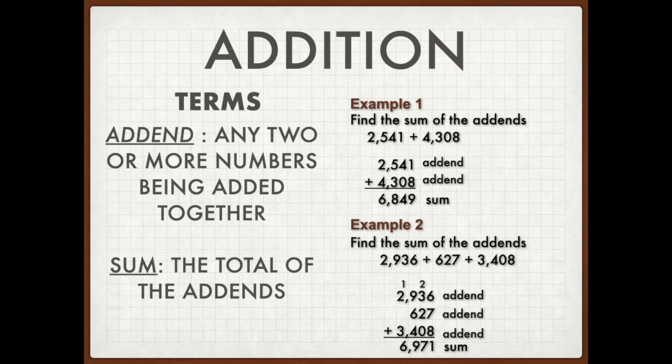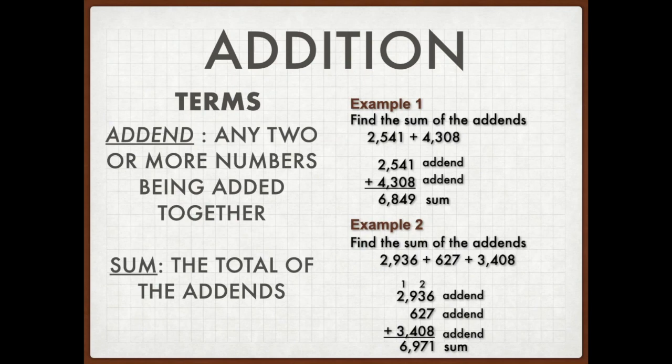So the first thing that we're going to look at are some terms dealing with addition. An addend are the numbers that are being added together. So it doesn't matter if we're talking about the first number or the second number, both of them are considered addends. Now when the two addends are added together, that will result in the sum. The sum is the total of the addends.